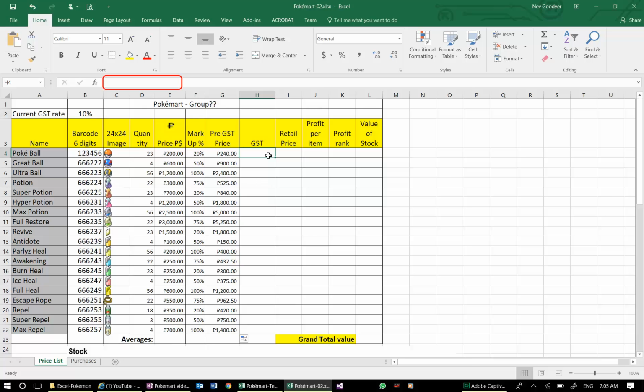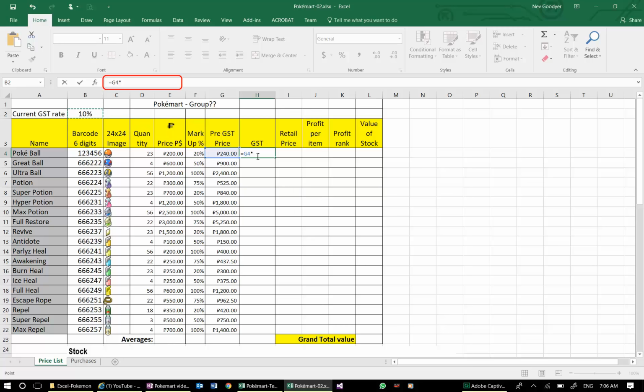So what is going to be my new price? Well, let's work out the actual GST value for starters. Remember that if I'm doing a formula, I must do equals first. I'm going to grab my pre-GST price and I'm going to multiply that by my GST, which is in cell G4.